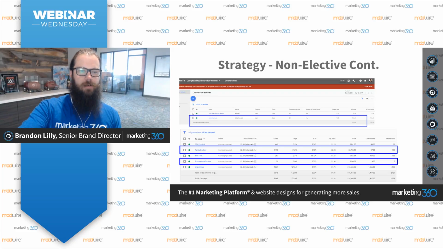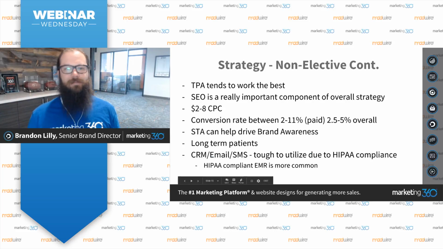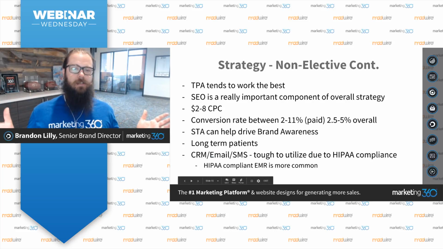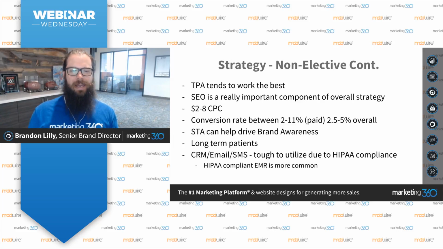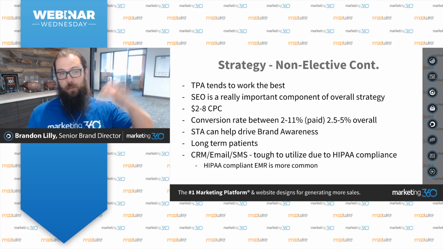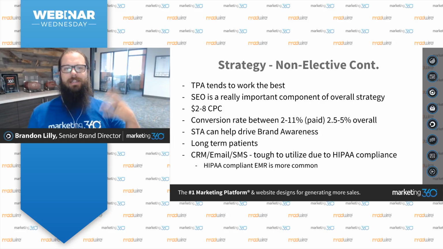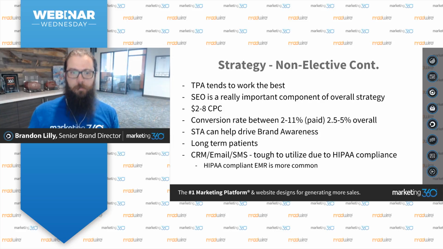All right, and we'll move on to our last bit about the non-elective category. We've got one category left after this. TPA tends to work best, like we talked about. That's your top placement ads, paid advertising on Google and Bing. SEO is incredibly important because you need to rank organically. You need to have your site ranking organically in maps. You need to have it ranking organically when people are searching for doctors' names, for different procedures, things like that. The higher you can rank, the more trust you build.